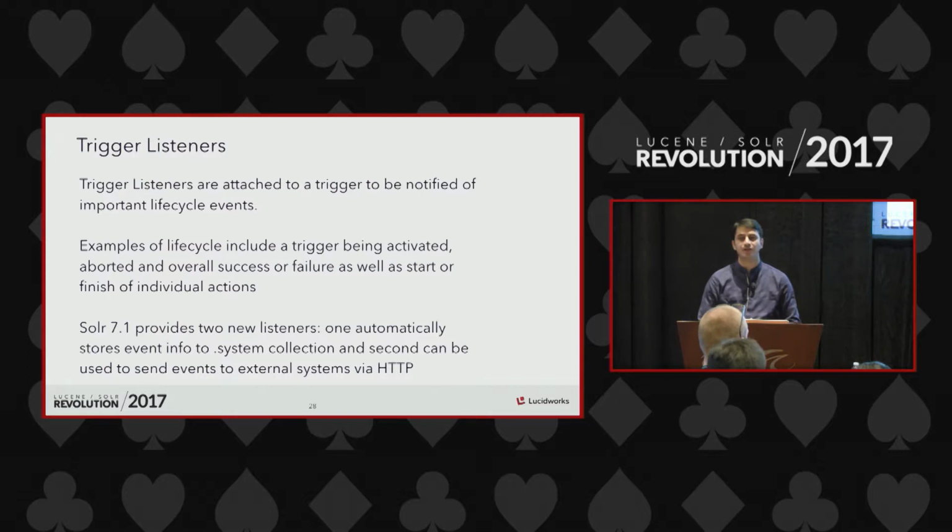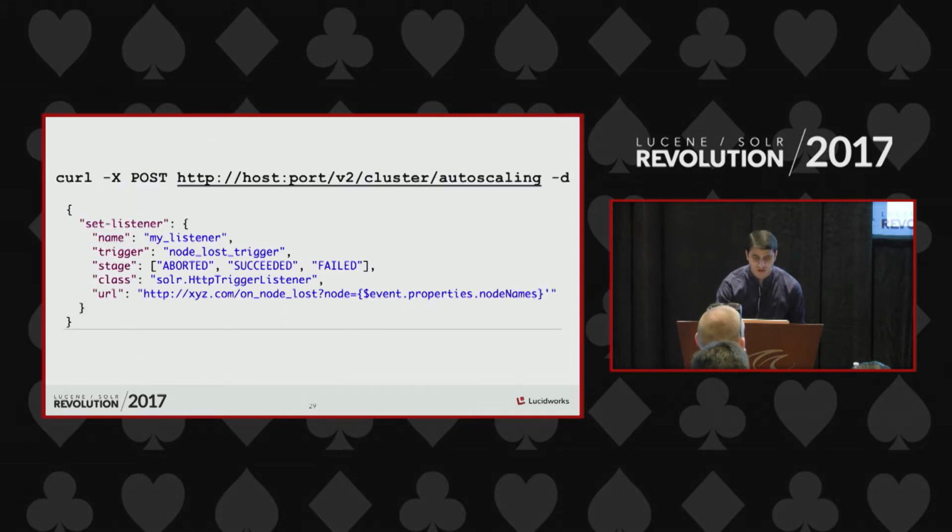The second one is called the HTTP trigger listener. You can add it, here is an example, to a particular trigger and get a callback. And it supports template parameters. So you can send the important information from that event as a parameter, or if you don't specify the parameters, the whole list of important properties for that event or for that operation is sent across as a JSON payload to whatever API that you build. So this is the way for you to get a callback. In future, we'll probably have more callbacks. Maybe we can add a JMX listener and stuff like that. But this is what we have today.